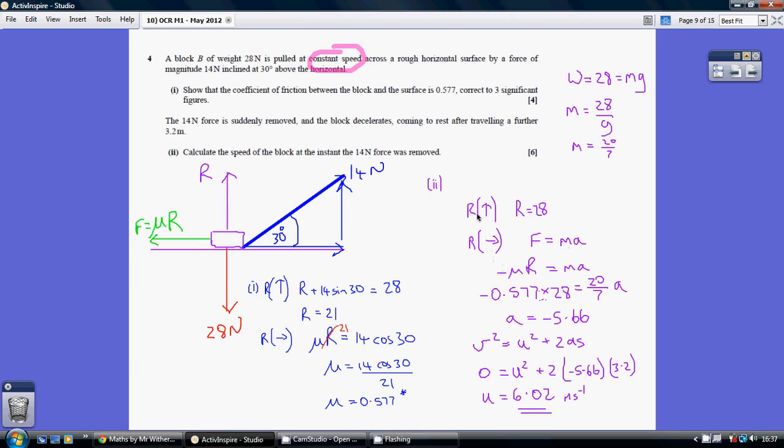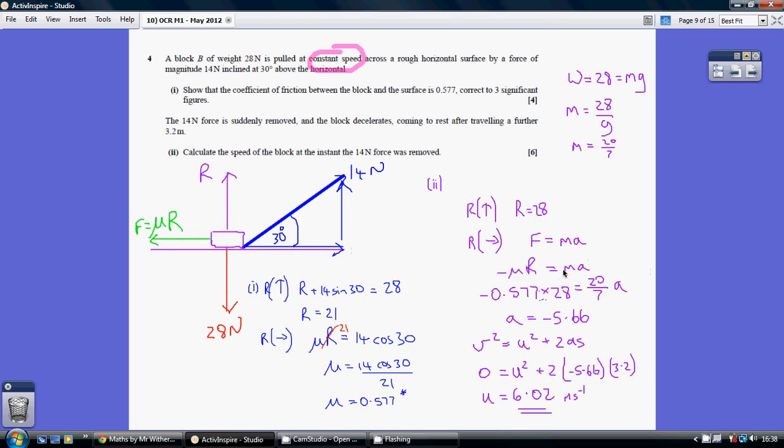So prior to this, we first need to double check what our normal reaction is. The 14 newton force is gone here. This is perpendicular, so it doesn't count when we're resolving upwards. So R equals 28. Back to our F equals ma. The only force when we resolve left to right is the friction. Because the friction is in the opposite direction to the movement, I like to consider this as a negative force. So minus mu times R, so minus 0.577 times the normal reaction, the 28. That's our net force, the friction going to the left.